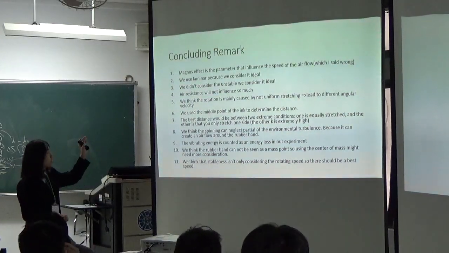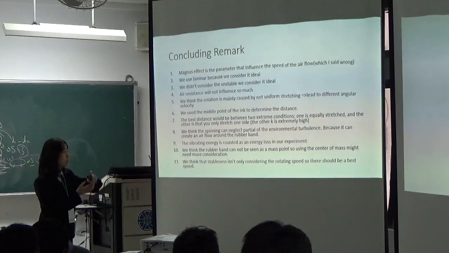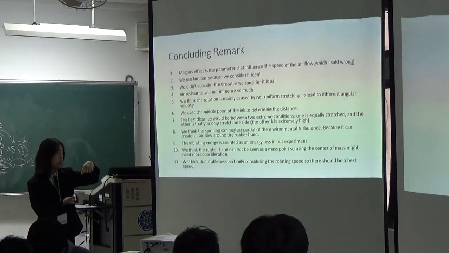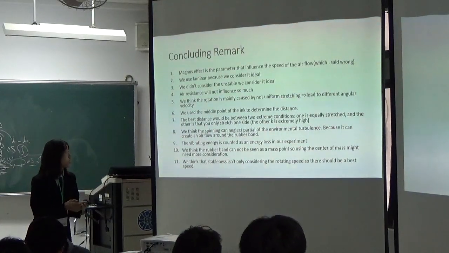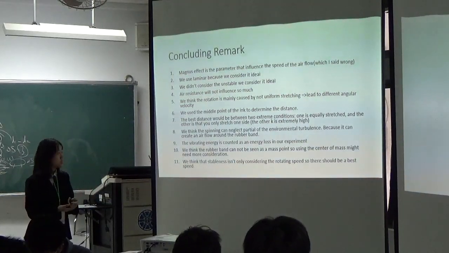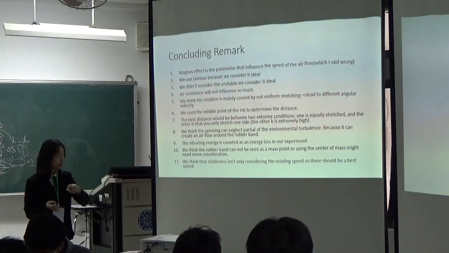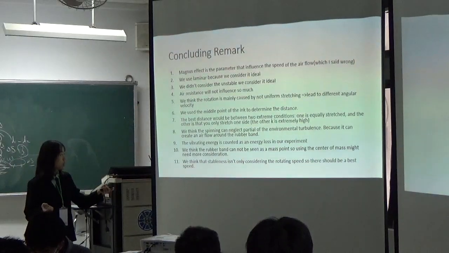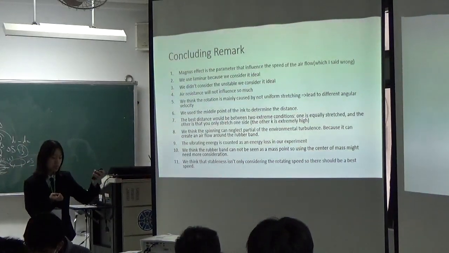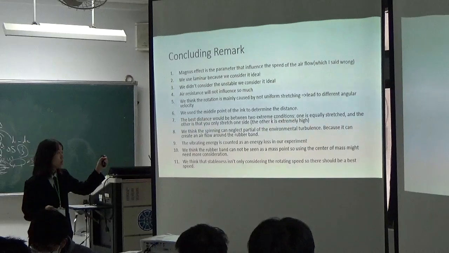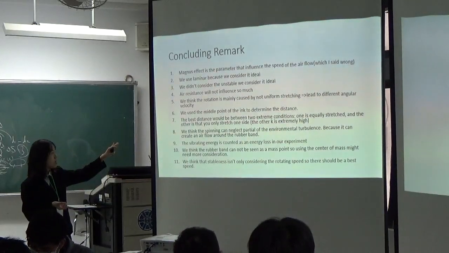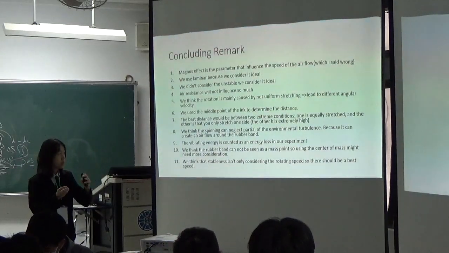And sixth, we use the middle point of the ink that we draw to determine the distance. And seven, the best distance would be between two extreme conditions. One is equally stretched, and the other is where you only stretch one side, which will rotate a lot. So the best distance would be between these two.